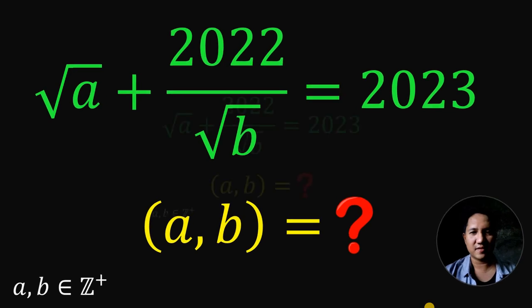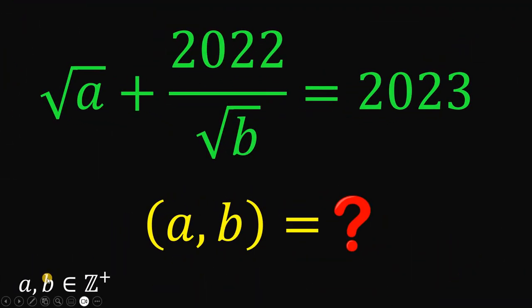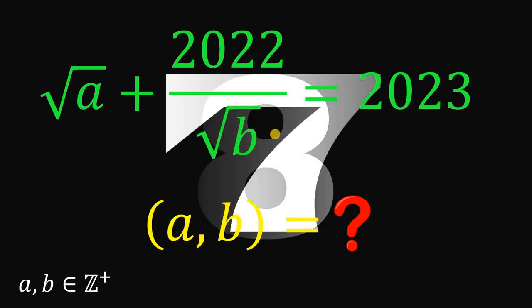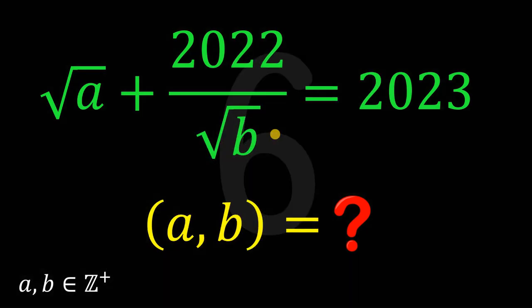And here's the question. Solve for the values of a, b such that a and b are both positive integers and satisfy this given equation: square root of a plus 2022 over square root of b equals 2023. You can pause this video if you want to give this problem a try.